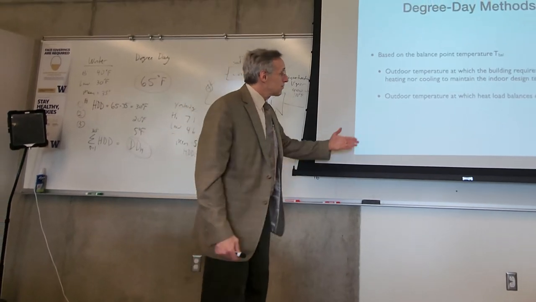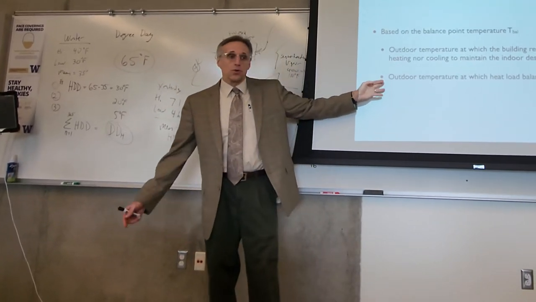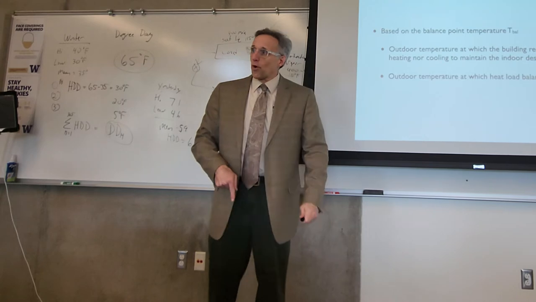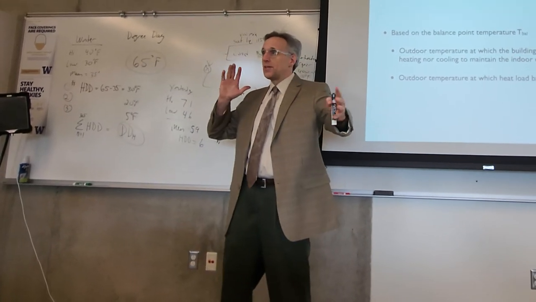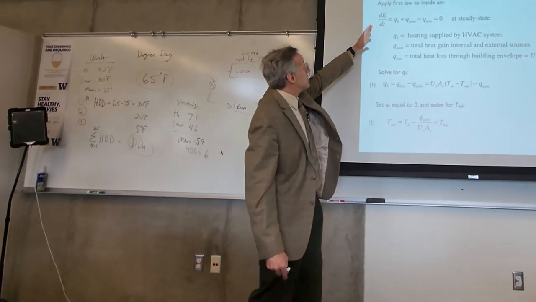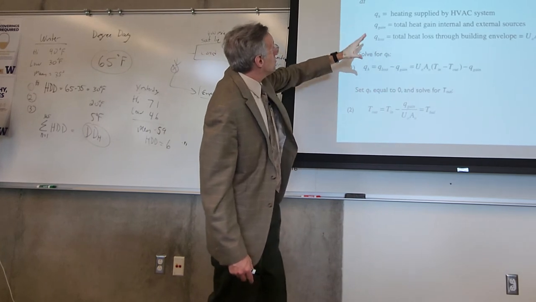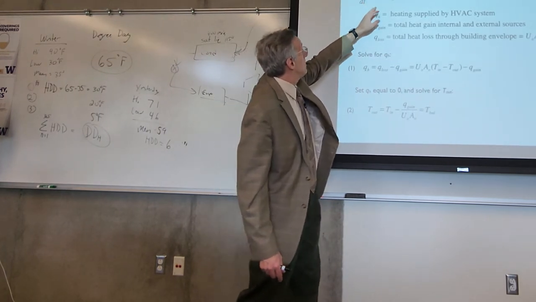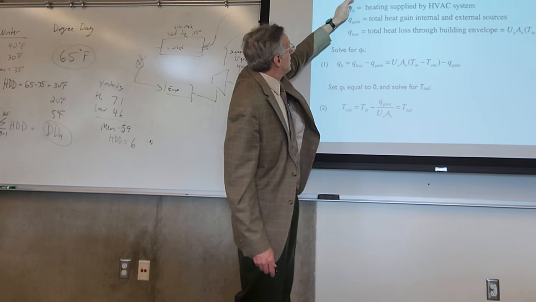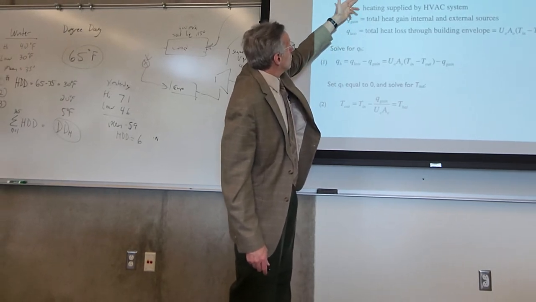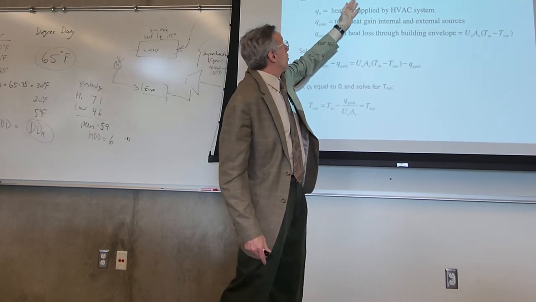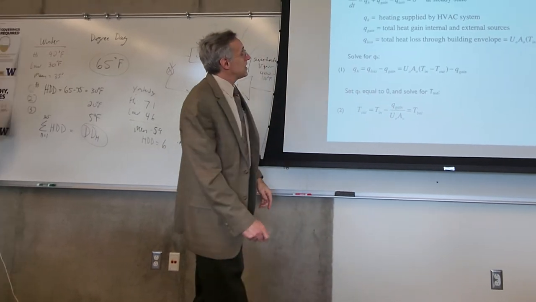And nowadays the HVAC design software will actually calculate a balance point temperature for the building, given its GPS coordinates and its orientation and its windows and things like that. So the software makes this a lot easier. The whole idea is based on doing an energy balance on the space. So the change in energy with respect to time is the heat supplied by the HVAC system, plus the heat gain from external sources, minus the heat leaving the building, being transferred outdoors. And the idea is that's equal to zero at steady state.